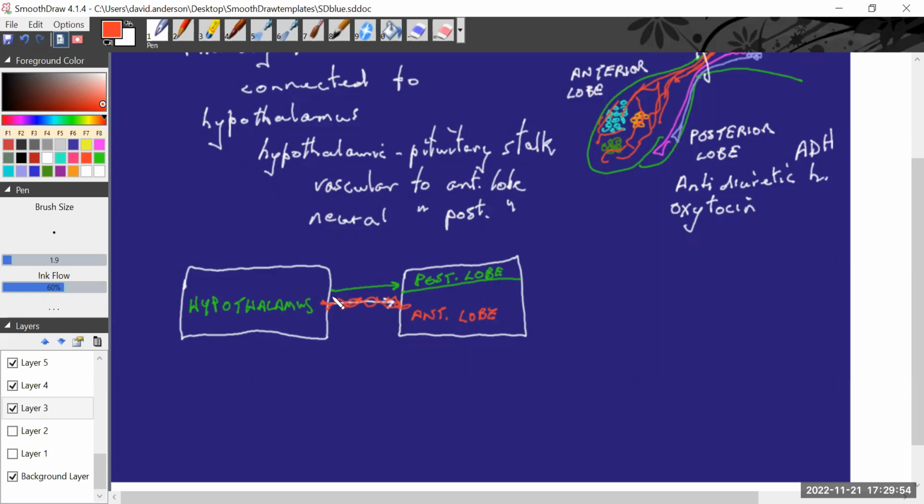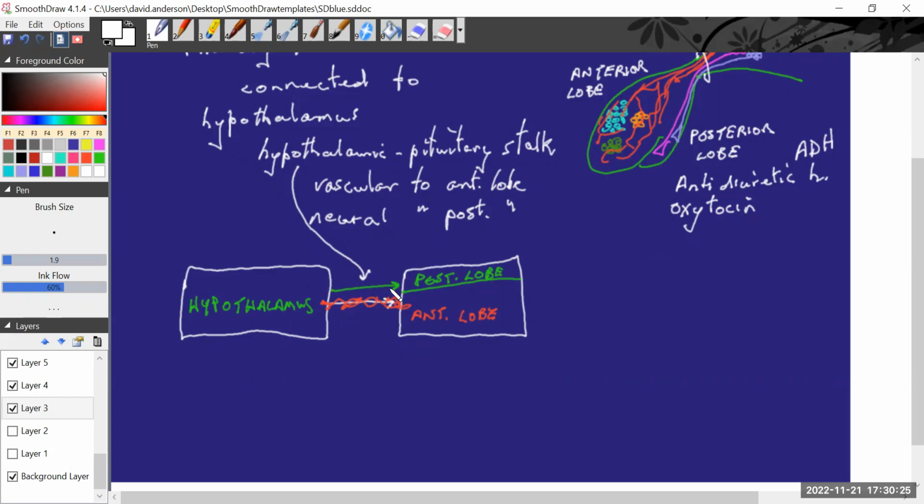Okay, so this is the hypothalamic pituitary stalk, part nervous tissue, part vascular tissue. If it's going to influence the anterior lobe, it's by blood. So it's going to release hormones produced in the hypothalamus that travel through the circulation to the anterior lobe. If it's going to influence the posterior lobe, it's nervous.